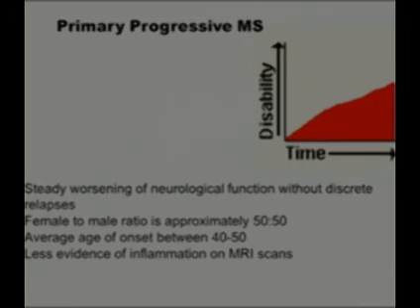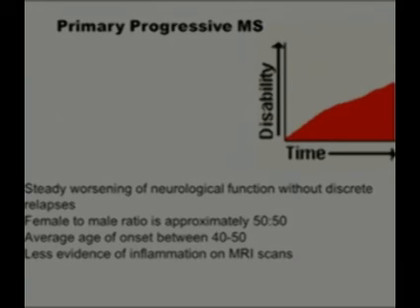I mentioned primary progressive MS. This is the type of MS where an individual slowly accumulates disability over time without having relapses. This form of MS tends to present later in life, often between the ages of 40 and 50, as opposed to the relapsing remitting phase, which occurs in the 20s and 30s most typically. Also, in this form of MS, men are affected equally to women, as opposed to the relapsing remitting form, in which there's a twofold higher incidence among women.